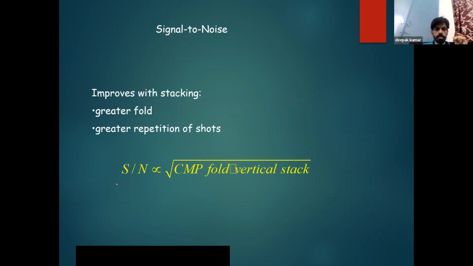And signal to noise ratio is computed with the help of the CMP fold into the vertical stack. I have already said that if I have multiple seismic traces, they are combined for one CDP or CMP. If that midpoint has been sampled multiple times with multiple waves, all those waves pertaining to one CDP or one particular point are stacked together. So what happens when they are stacked together? The data for that particular point will increase, and that will increase my signal to noise ratio. That means the signal will increase and it will suppress the noise.